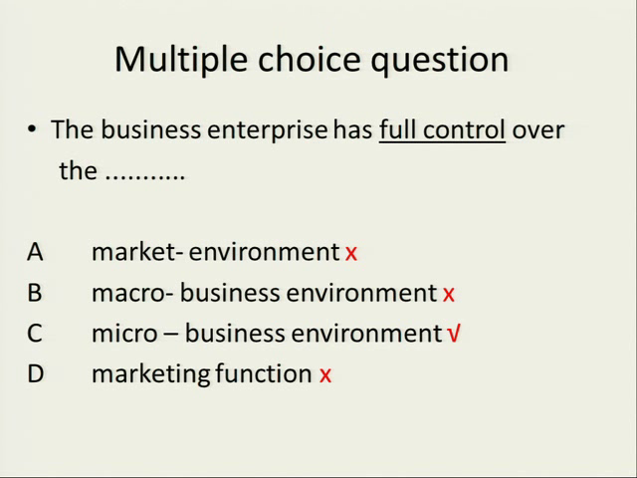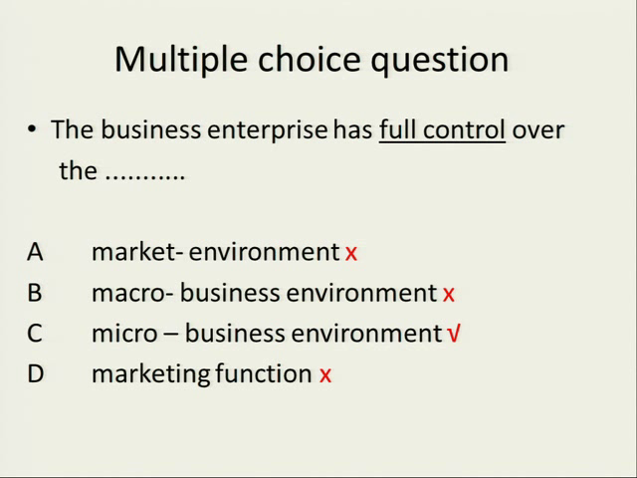This is an example of a multiple choice question. The statement is, the business enterprise has full control over, and the answer needs to follow. First of all, try to find the correct answer without looking at the options. If that's not possible, read the statement again. Also read the options: market environment number A, macro business environment number B, micro business environment number C, and the marketing function number D. Go back to the statement and underline the key words.